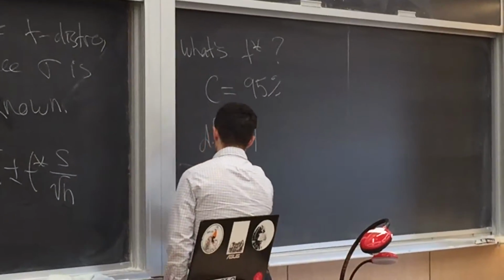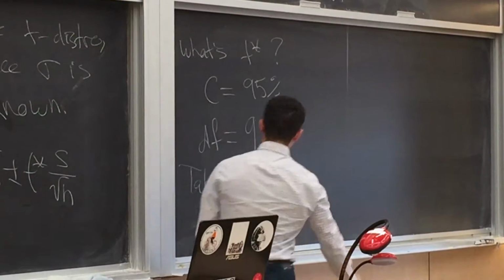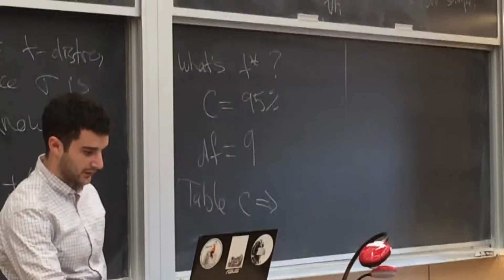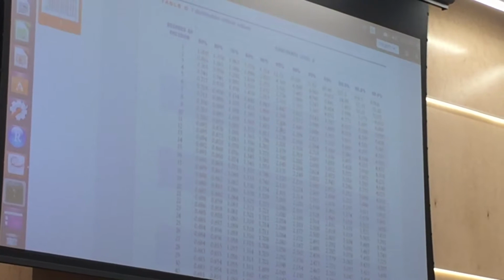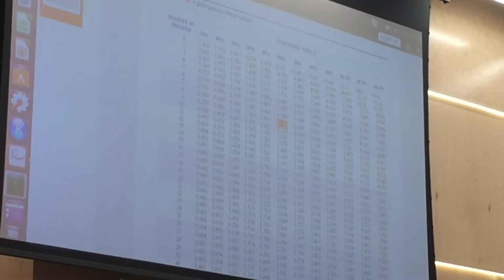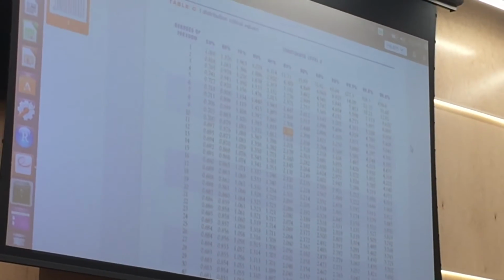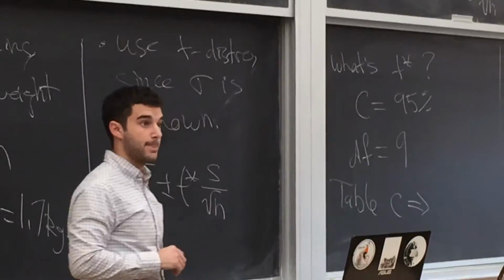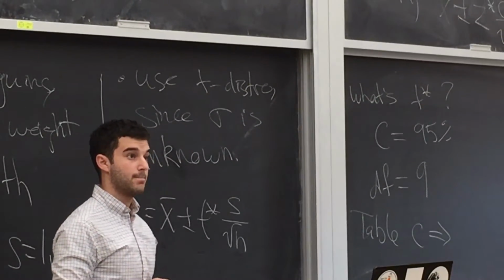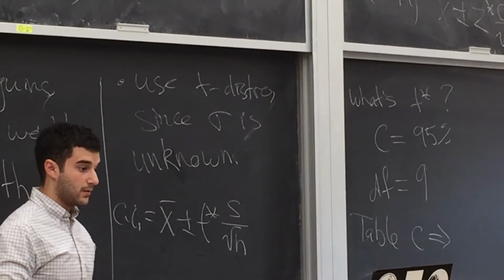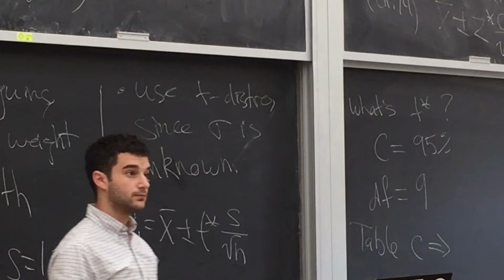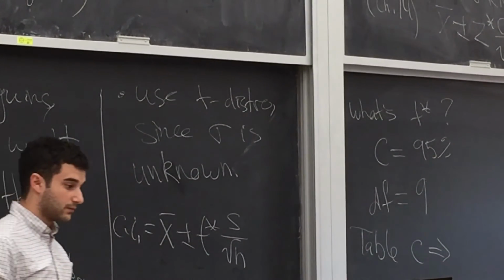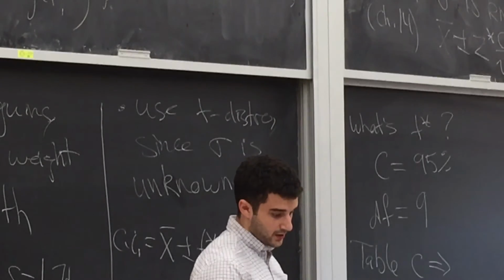Table C tells us, if you look at this 95% column, and we go down to row 9, we get 2.262. Question? Will you always give us a sample size so that it's on that chart, like the degrees of freedom won't be 35 or something where it's not? Yeah, on the exams, I'll always give you a degree of freedom that's on this table.